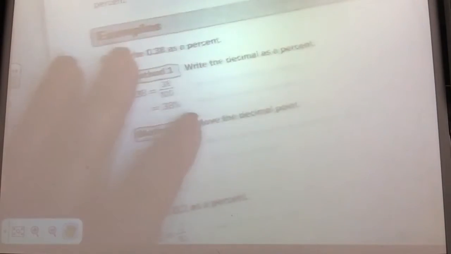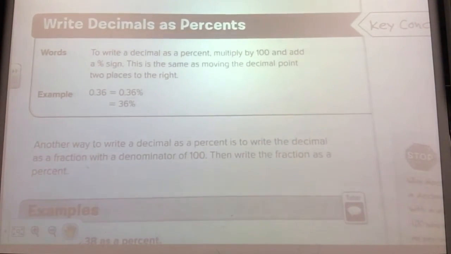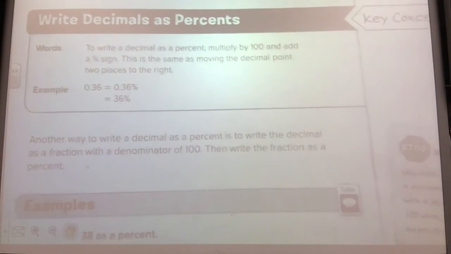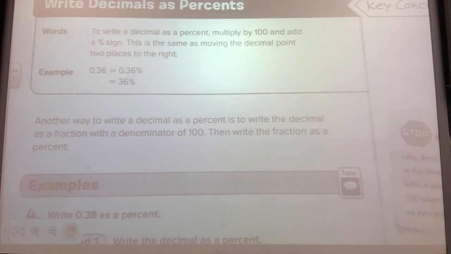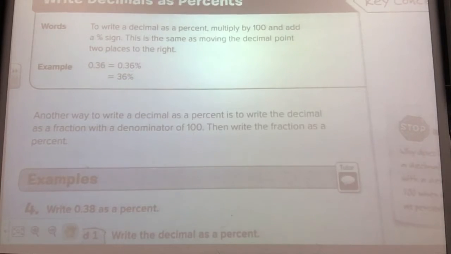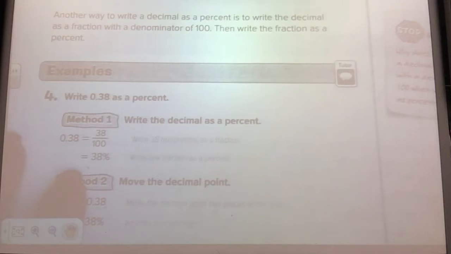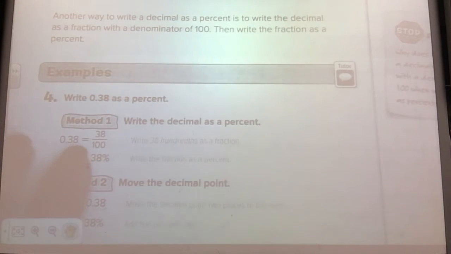Alright, let's go to 111. I got one little section left here. To write a decimal as a percent, multiply times 100 and add the percent sign. So again, this is just the same thing I already went over with you. They're telling you to multiply times 100. It's just moving the decimal twice to the right. That's all you got to do. Okay? So if we look at this example, again, they tell you that you can write it over 100 because we know that anything over 100 is that percent, right? 38 hundredths would be written like this, and we know that any number over 100 is that percent. So if you like that method, use it.